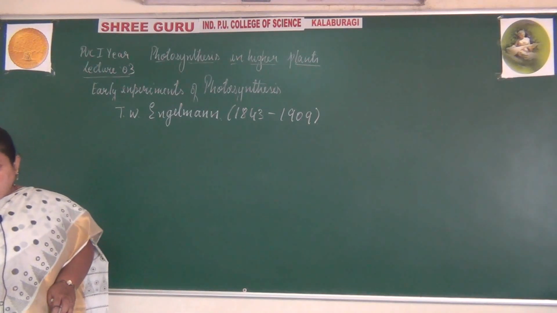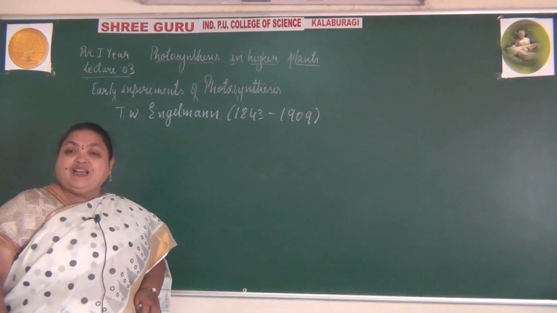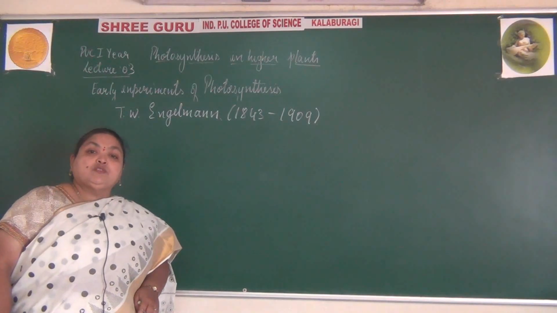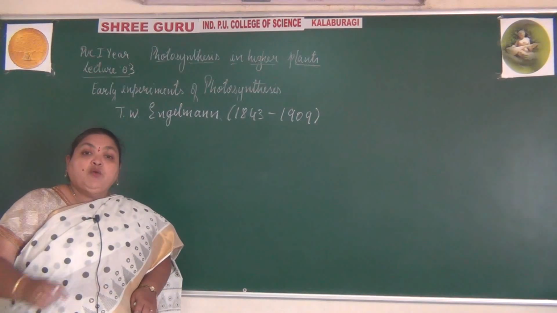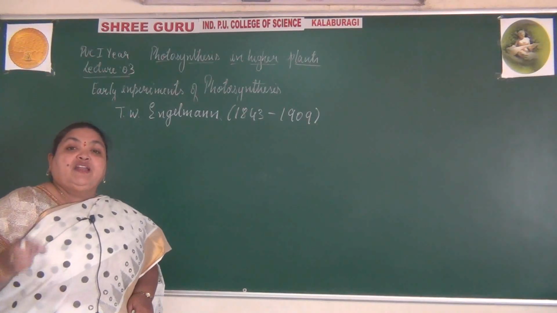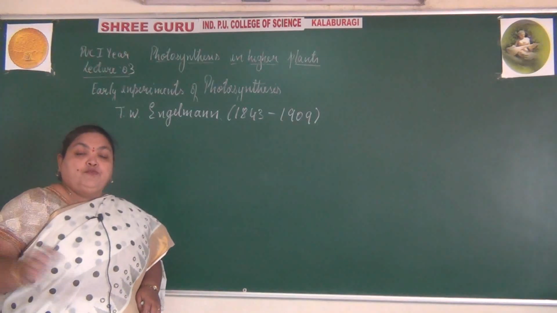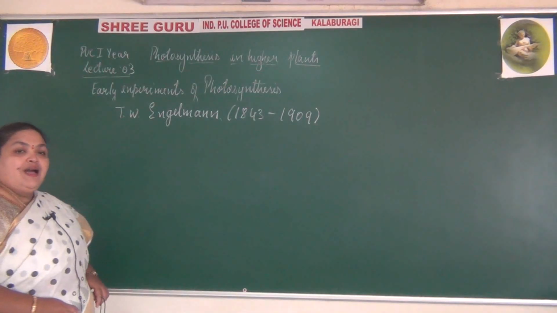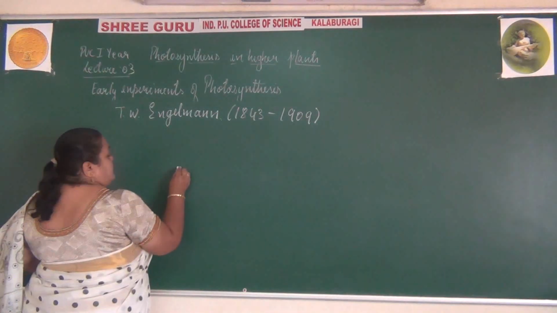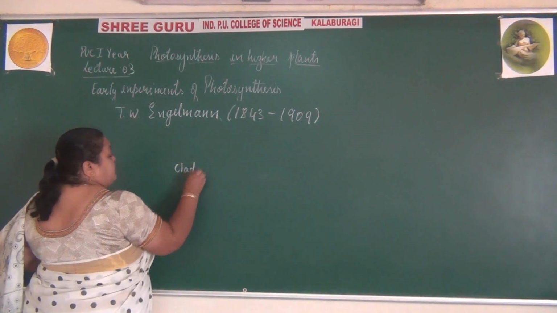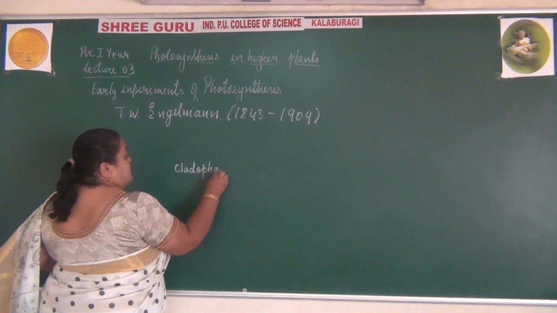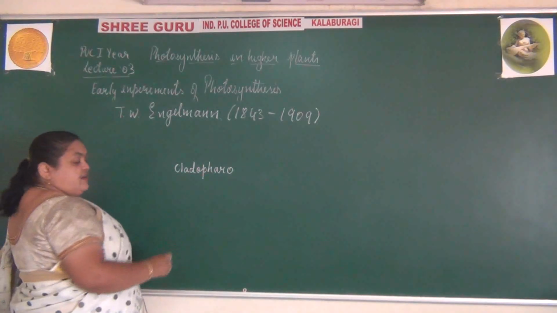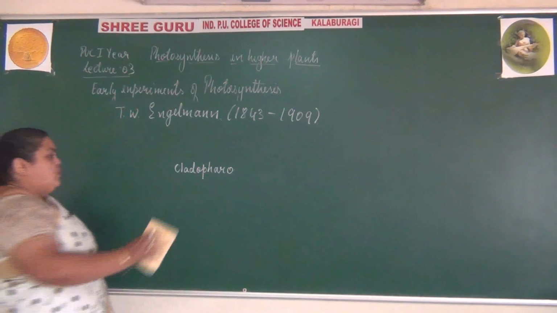So he measured the effect of different colors, the rainbow colors, on the process of photosynthesis. For this, he used the alga Cladophora. The Cladophora was placed in a trough containing water.